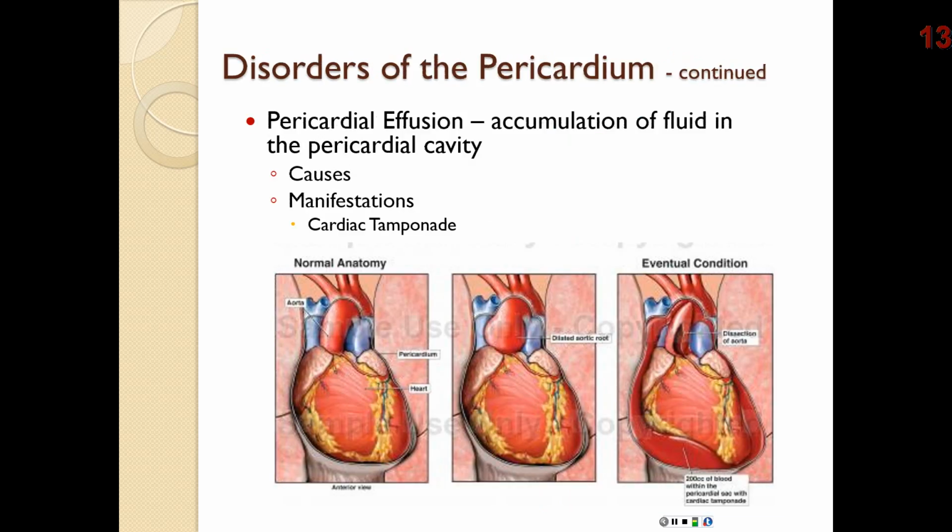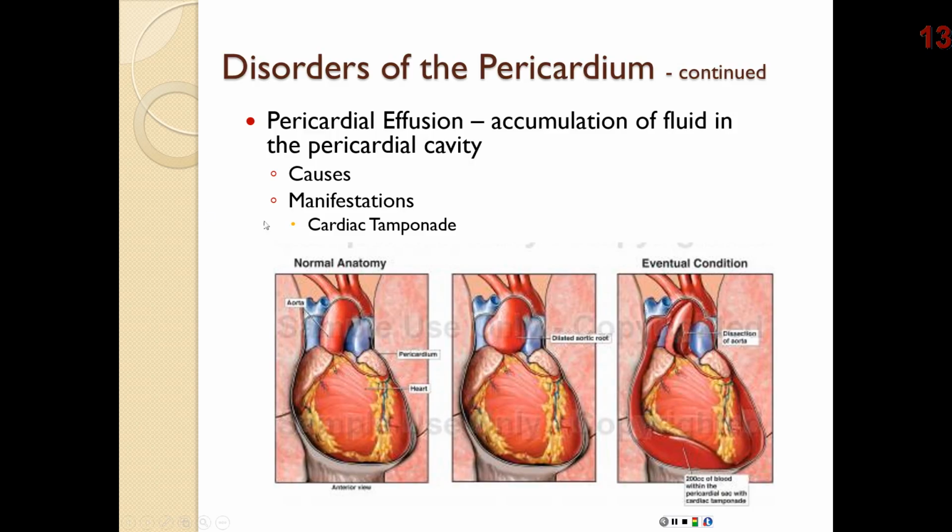Pericardial effusion is really listed as a separate disease. Your book puts it as a separate area, but pericardial effusion is very, very often linked to pericarditis. It is an accumulation of fluid in the pericardial cavity, so it's one of those third spacing conditions. Causes for pericardial effusion: trauma, infection, inflammation, surgery, cancers, neoplasms. All of those things can lead to pericardial effusion.